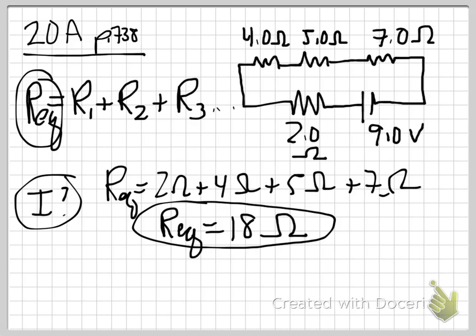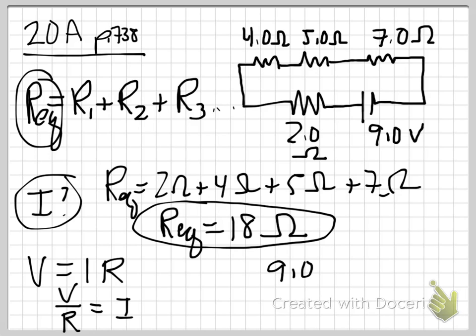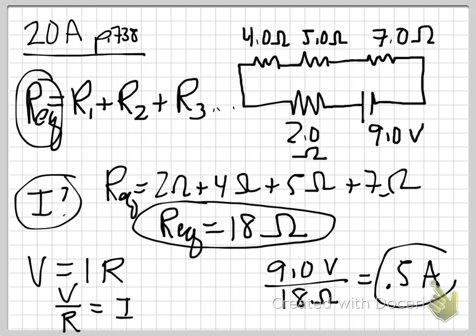And now we want to know the current in that circuit. So how much current is actually flowing? How do we do that? Twinkle, twinkle, little star, V is equal to IR. So V divided by R gives us I, or current. So 9.0 volts divided by 18 ohms gives us 0.5 amps. You have a half an amp of current flowing through there.